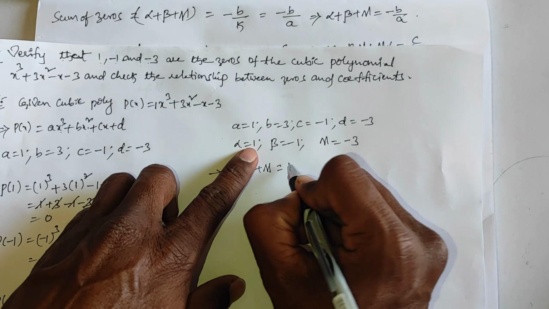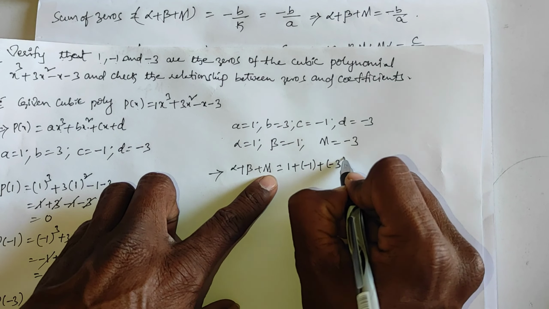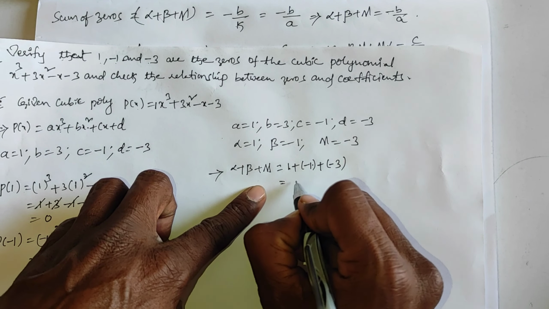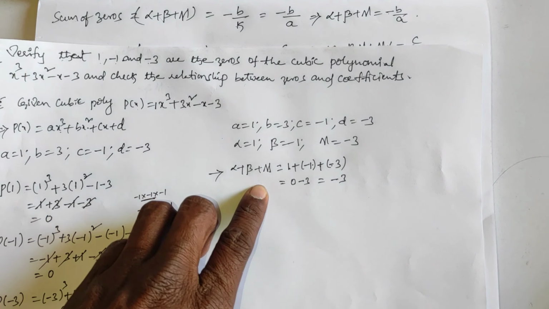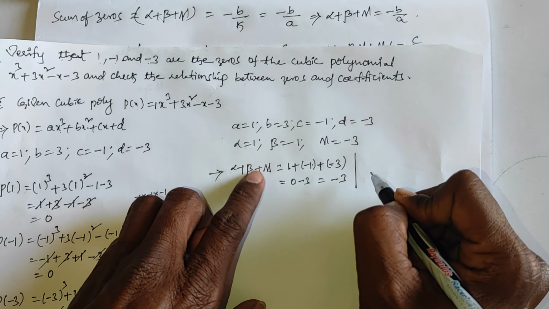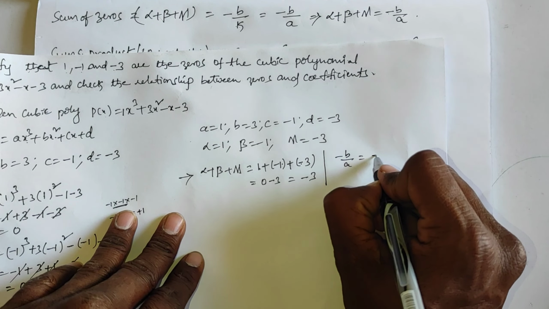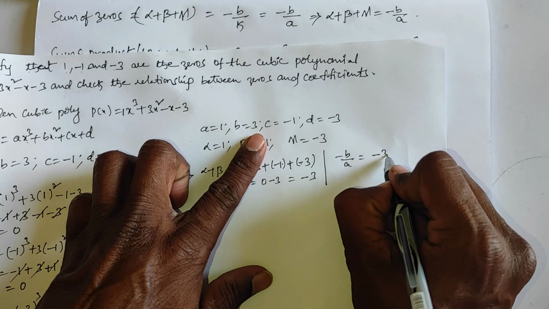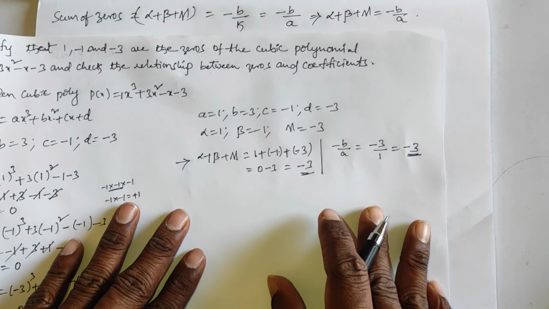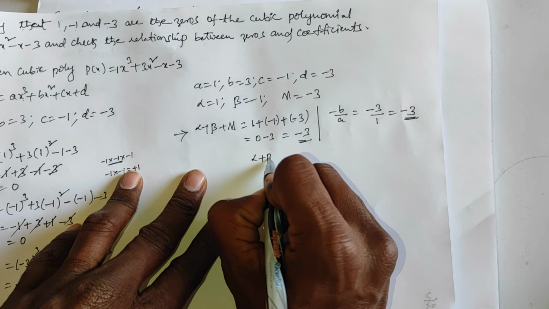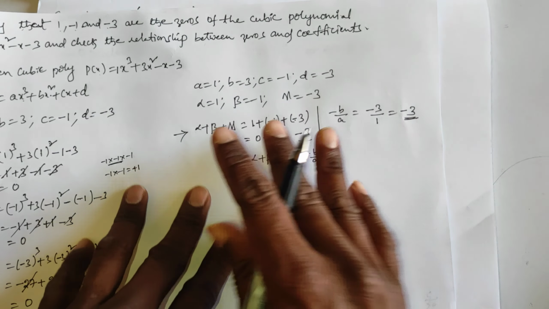First we'll solve alpha plus beta plus gamma. So 1 plus beta, minus 1, plus gamma, minus 3. 1 minus 1 is 0, and plus and minus is minus, so 0 minus 3 equals minus 3. Now the relation: alpha plus beta plus gamma equals minus b by a. Minus b, b value is 3, by a value 1, so 3 by 1, that is minus 3. Yes, these two are equal, so verified. We verified the first one.